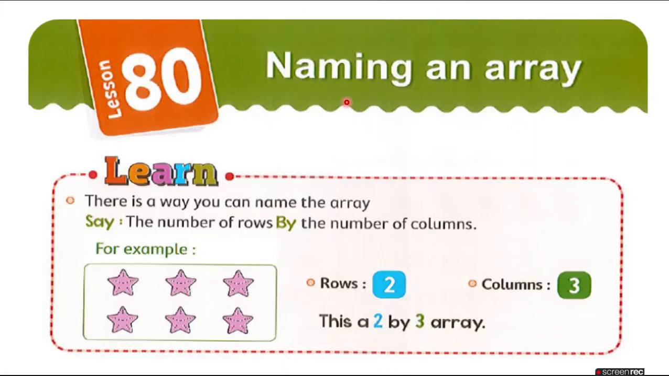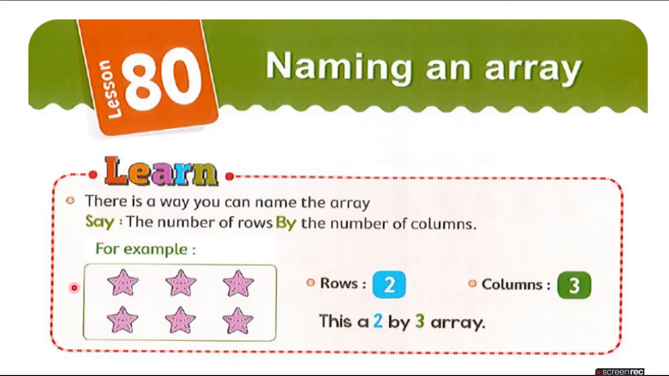Lesson 80, naming an array. ازاي اقدر اسمي الاري بتاعي؟ زي ما كل واحد فينا ليه اسم برضو الاري بنقدر ان احنا نسميه. There is a way you can name the array. Say the number of rows by the number of columns. Okay, this is an array. Why? Because no gaps here.